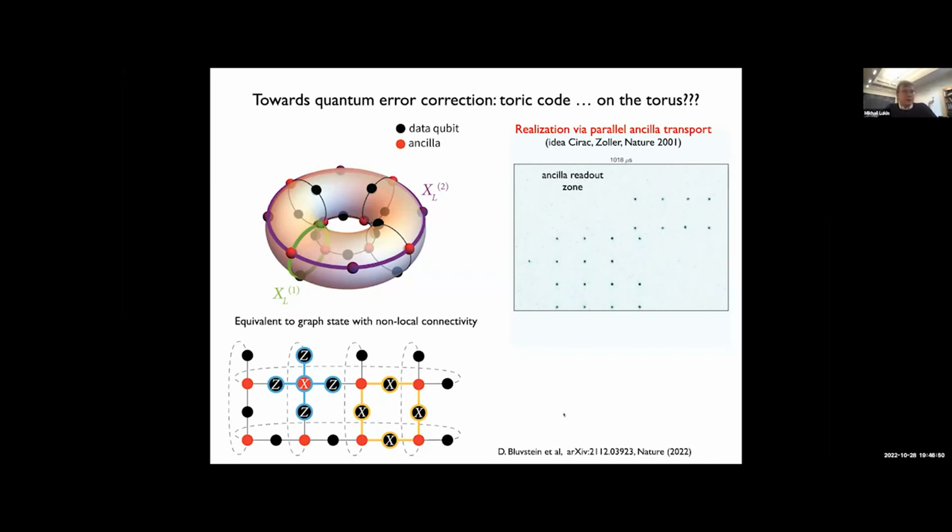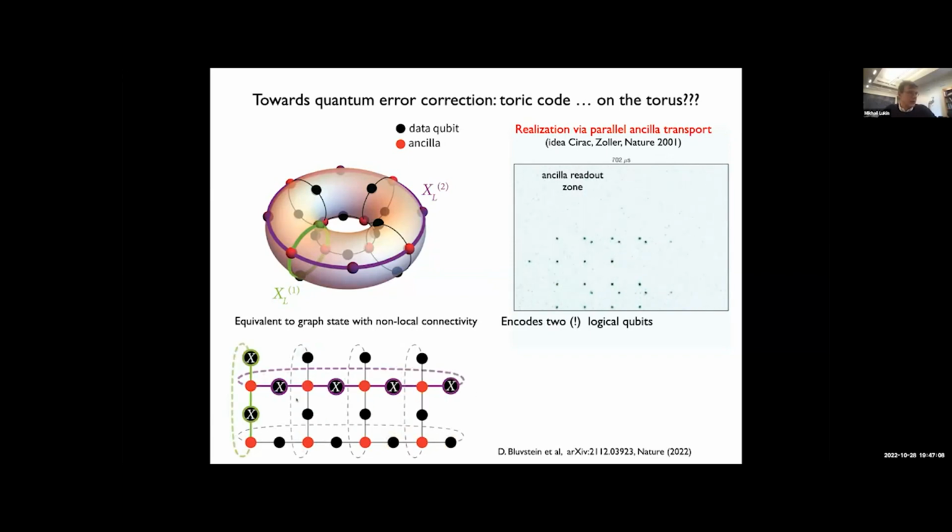So how do we verify that we actually created an error correcting code? In this case, it's a toric code on a torus. You can encode 2 logical qubits. These are characterized by the stabilizers. In this case, we want to prepare both qubits in the X state. So they are basically stabilizer measurements of products of X operators going one way or the other. And in fact, we can measure these things directly.